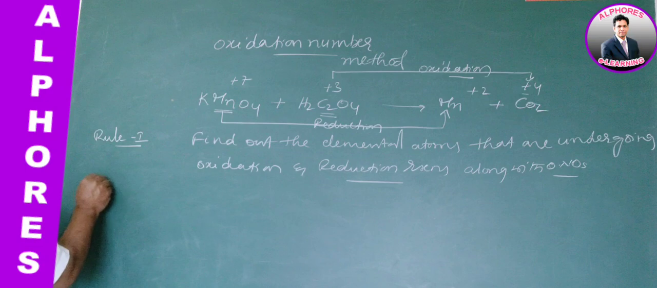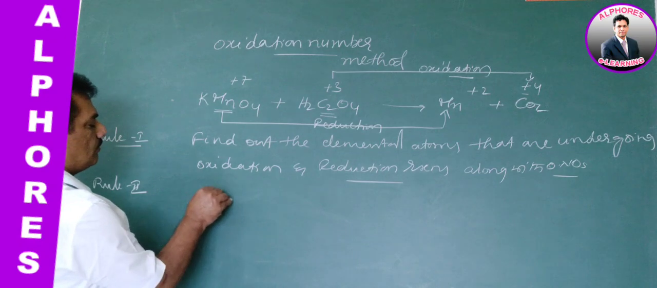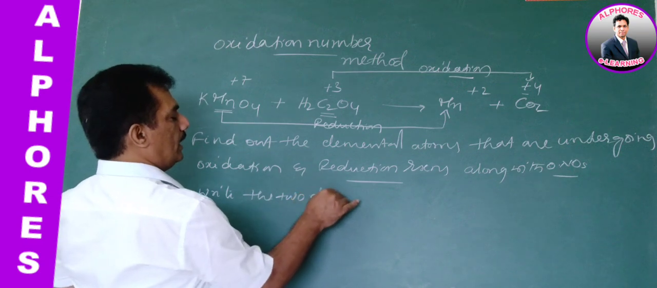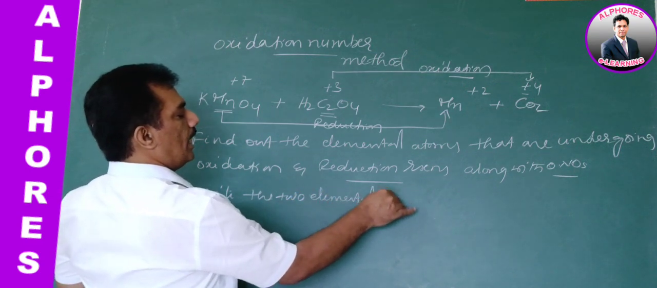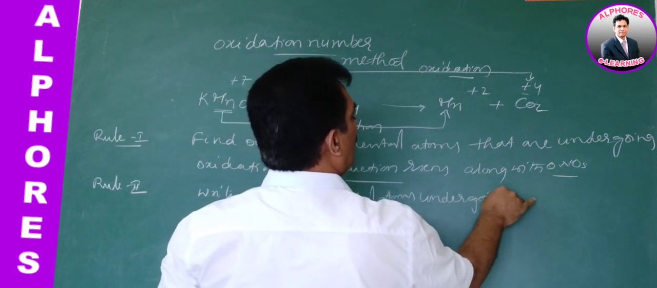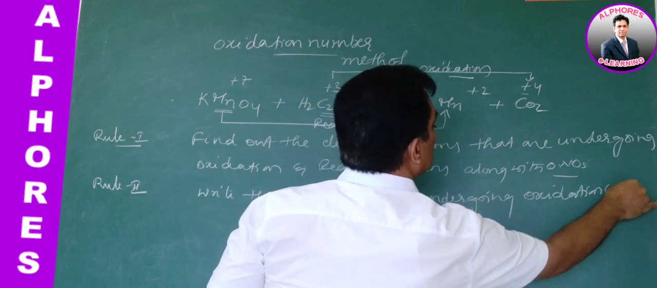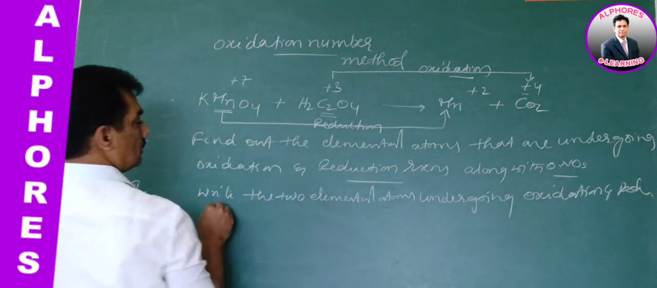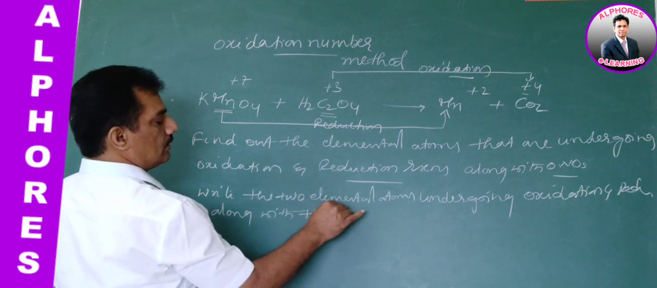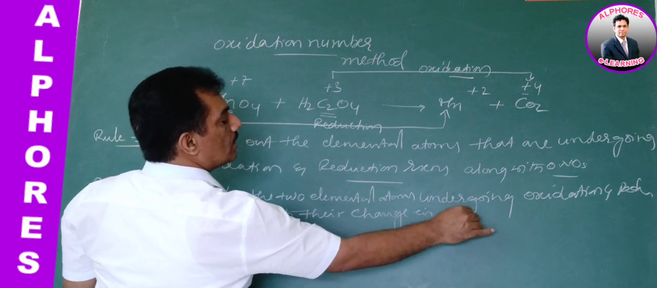And now rule number 2: write the two elemental atoms undergoing oxidation and reduction along with their change in oxidation number.